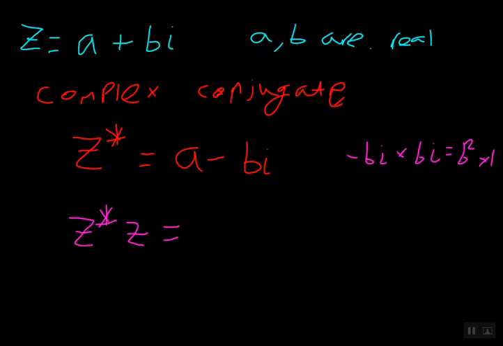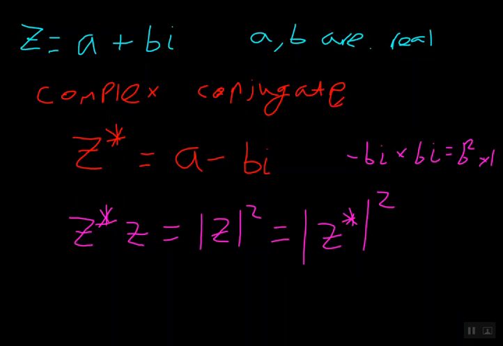Z times z star times z is the absolute value of z squared, which is equal to the absolute value of z star squared. Now, before I prove the rest of our identities, we have 5 more.